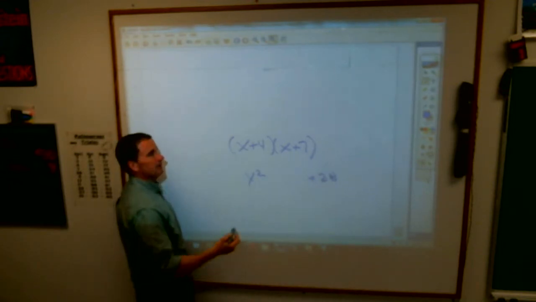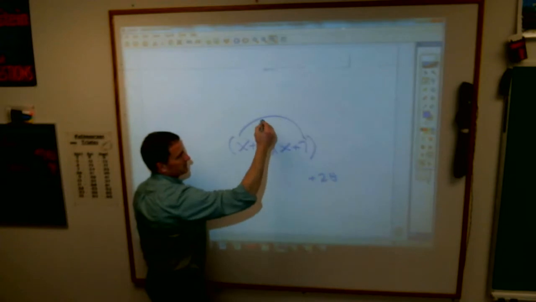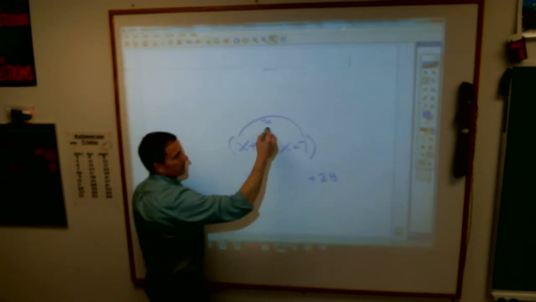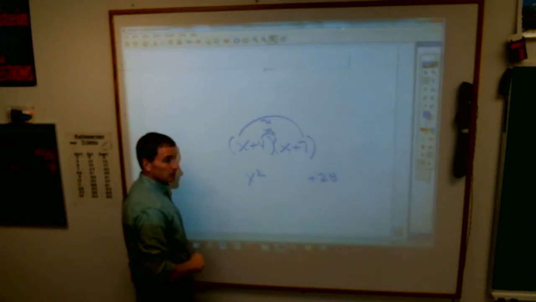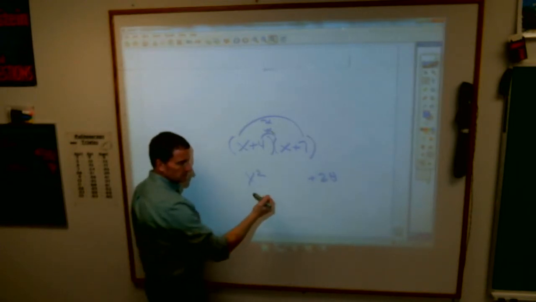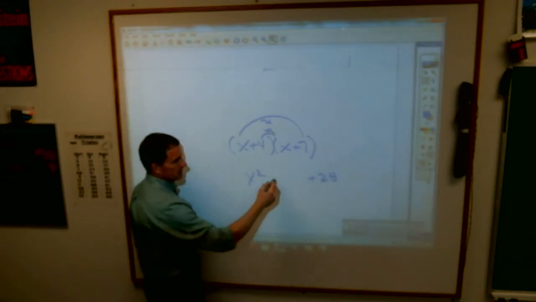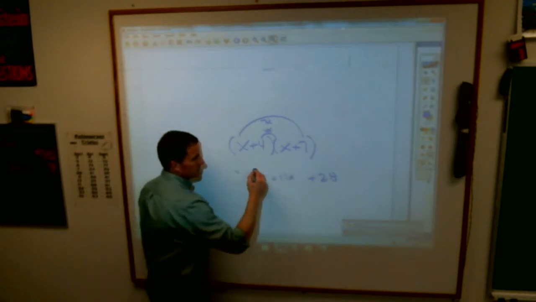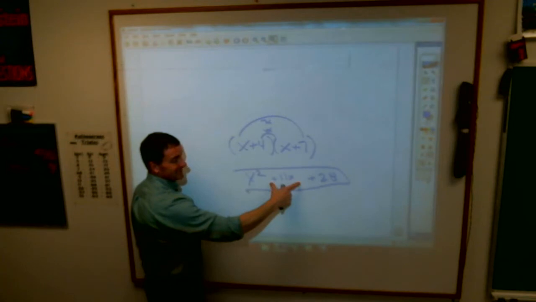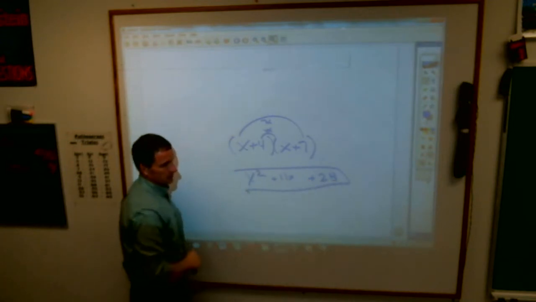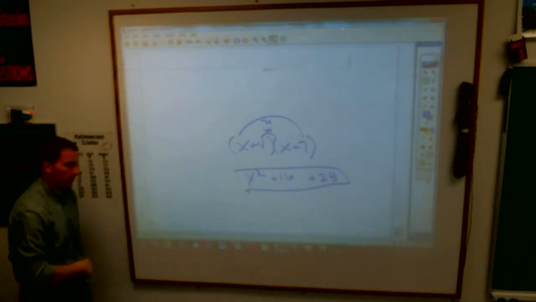Then on your paper, I would like to see this. This times this is 7x, this times this is 4x. If I put those together, 4x's and 7x's is 11x. And there's your answer. FOIL. First terms, combination of the outsides and the insides. There's the last term.